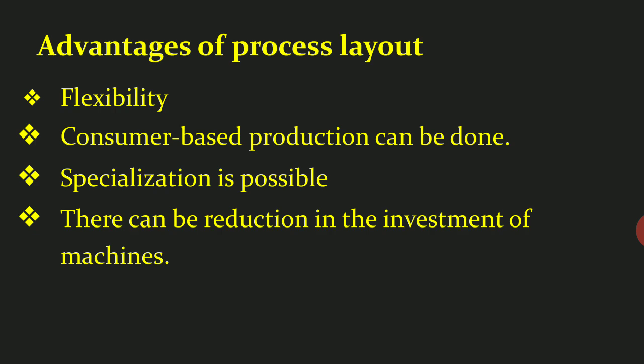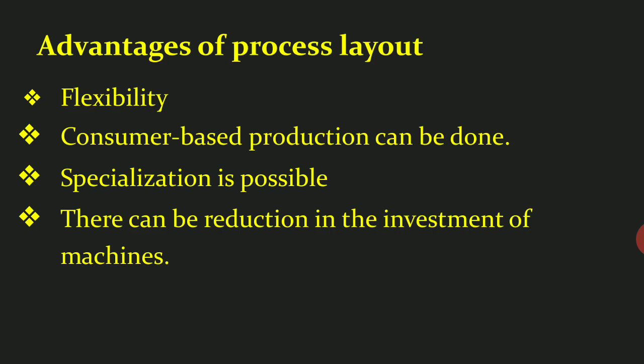Again, there can be a reduction in the investment in machines. Why so? Because if the same kind of typical machines are there to perform the work, then at that time we can reduce the investment in having the same type of machines. Whereas in the product layout, that is not possible. Why? Because in product layout, each machine performs a specific function and it cannot be replaced. So investment in process layout is comparatively low, or it can be reduced if asked for.